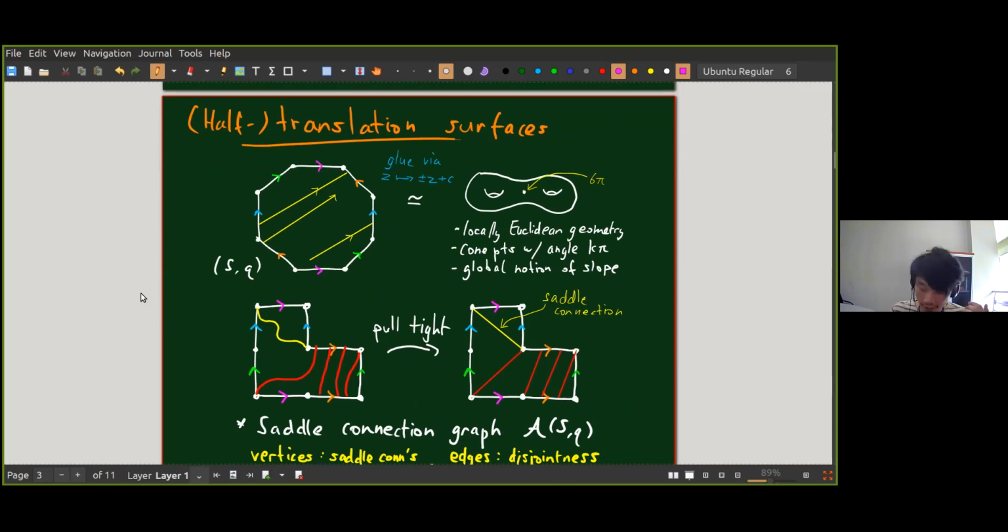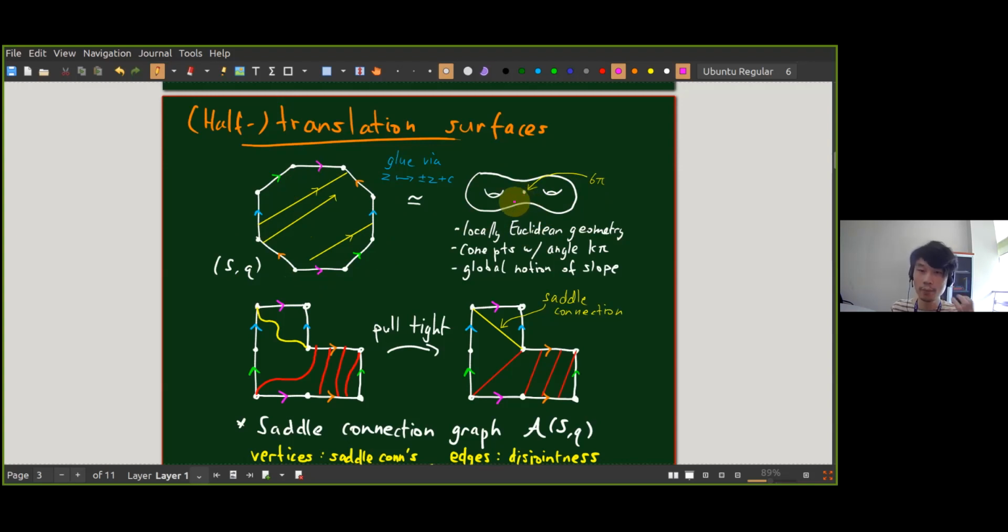I'm just going to give you an example of how you can construct one. Suppose I give you a regular Euclidean octagon in the plane. Then I can glue opposite sides by translations. When you do this topologically, what you end up with is a genus 2 surface. And the corners actually get identified. So these 8 corners eventually become identified to give you a single marked point.